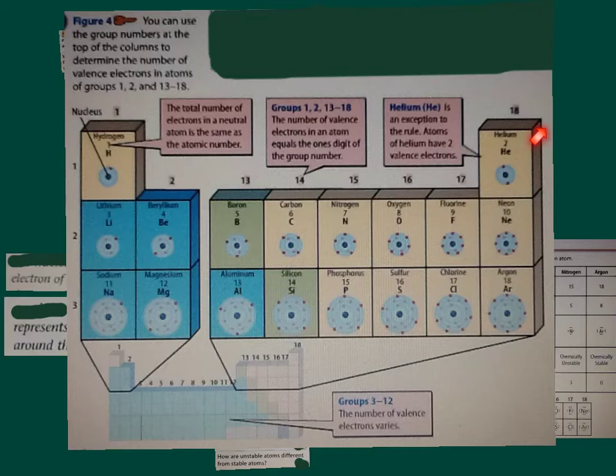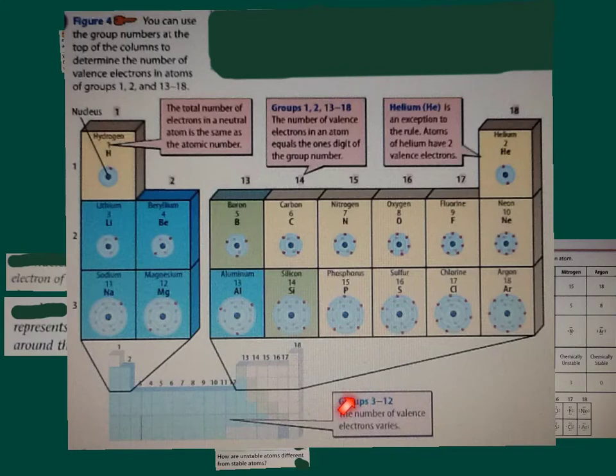The total number of electrons in a neutral atom is the same as the atomic number. Groups 1, 2, 13 through 18: the number of valence electrons in an atom equals the ones digit of the group number. Helium, He, is an exception to the rule. Atoms of helium have 2 valence electrons. Groups 3 through 12: the number of valence electrons varies.